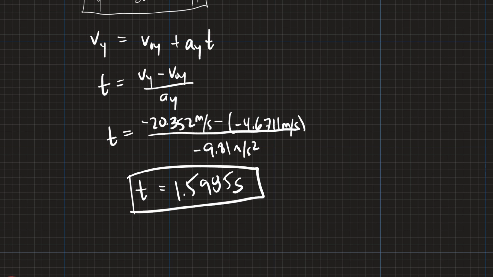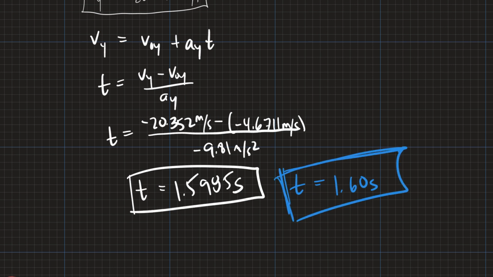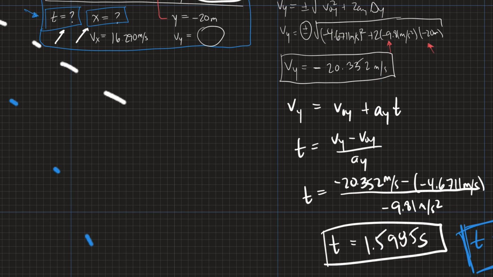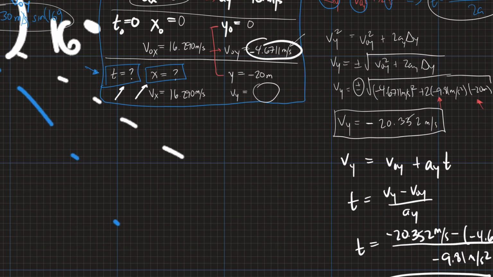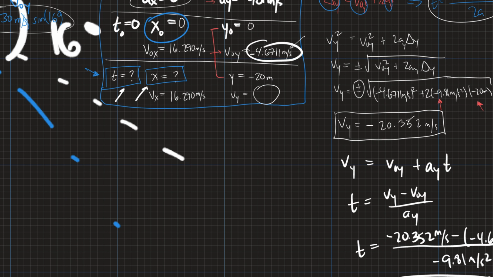So maybe I'll write this in blue. We want to know time equals 1.60 seconds, 3 sig figs. There's one of our 2 answers. How long is it in the air? Not very long, but if you think about it, it's only falling 20 meters, so it wasn't a huge cliff. Okay, the last question. Oh, we want x. So we essentially want delta x, right? Because we started x naught at 0, so delta x and x are the same thing.